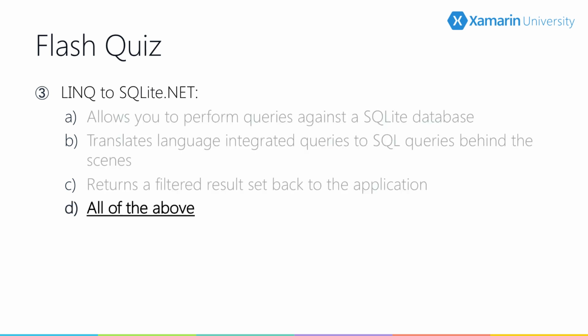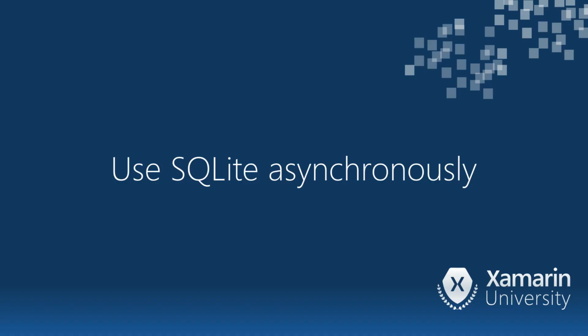D is the correct answer. With LINQ to SQLite Net, you can achieve all of this. Everything we've done up to this point has been executed on the UI thread. Whether it's creating our tables or reading data from the table, it all blocked our UI.